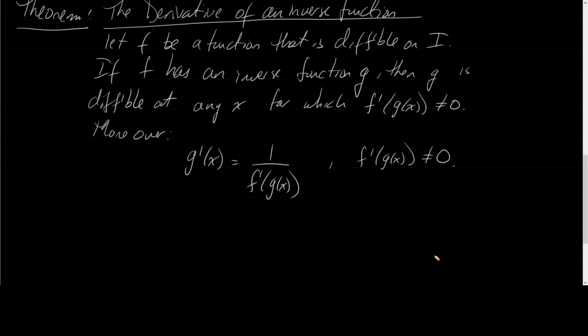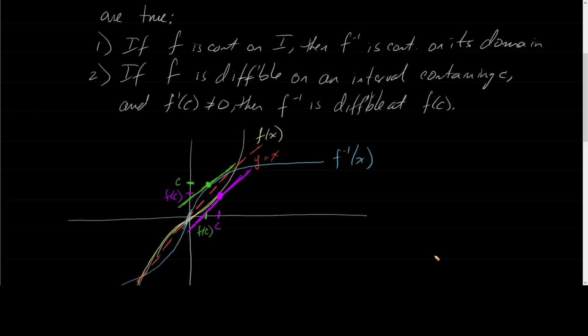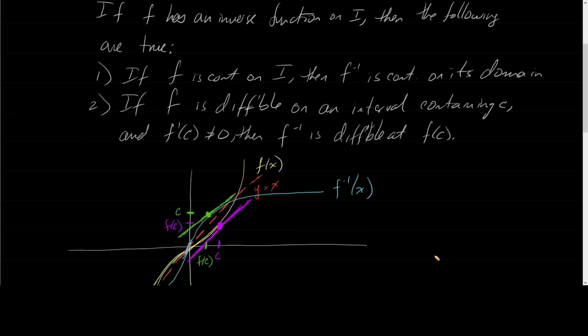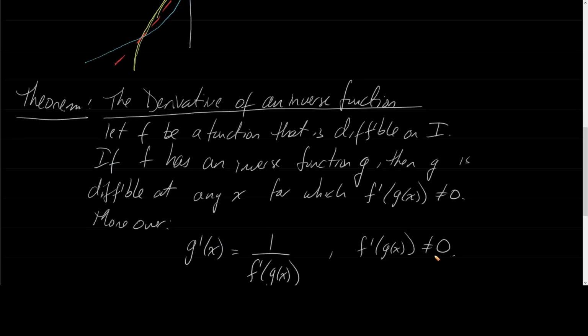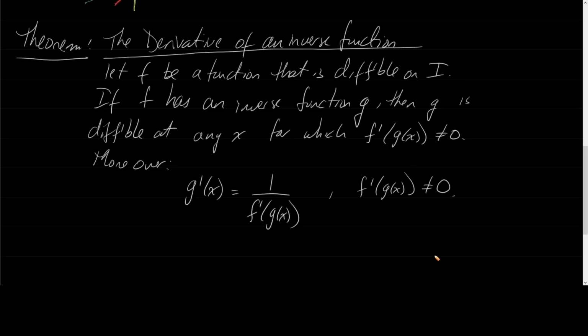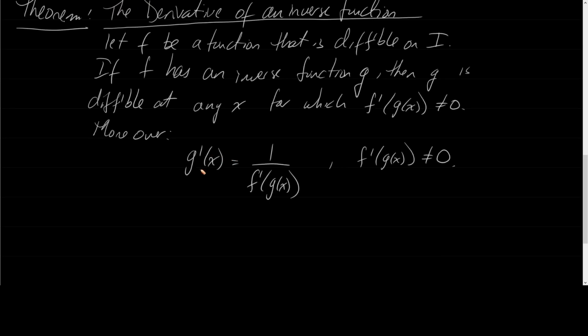So in here, let's see what this says. It says if f has an inverse function g, then g is differentiable at any x. All right, we kind of knew that already because that was implied between 1 and 2, especially number 2. So if f is differentiable, then g, its inverse, is also differentiable. Okay, cool. Now, this is telling us that the derivative of the inverse function is 1 over the derivative of the original function. All right, that's essentially what this is telling us.